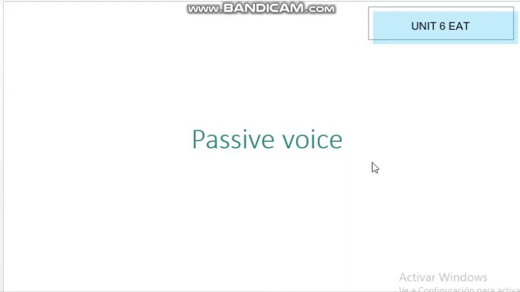The passive voice is a part of the grammar of Unit 6, IT, which we are going to see on this occasion. The passive voice is used to show interest in the person or object that experiences an action rather than the person or object that performs the action. In other words, it becomes the subject of the sentence.